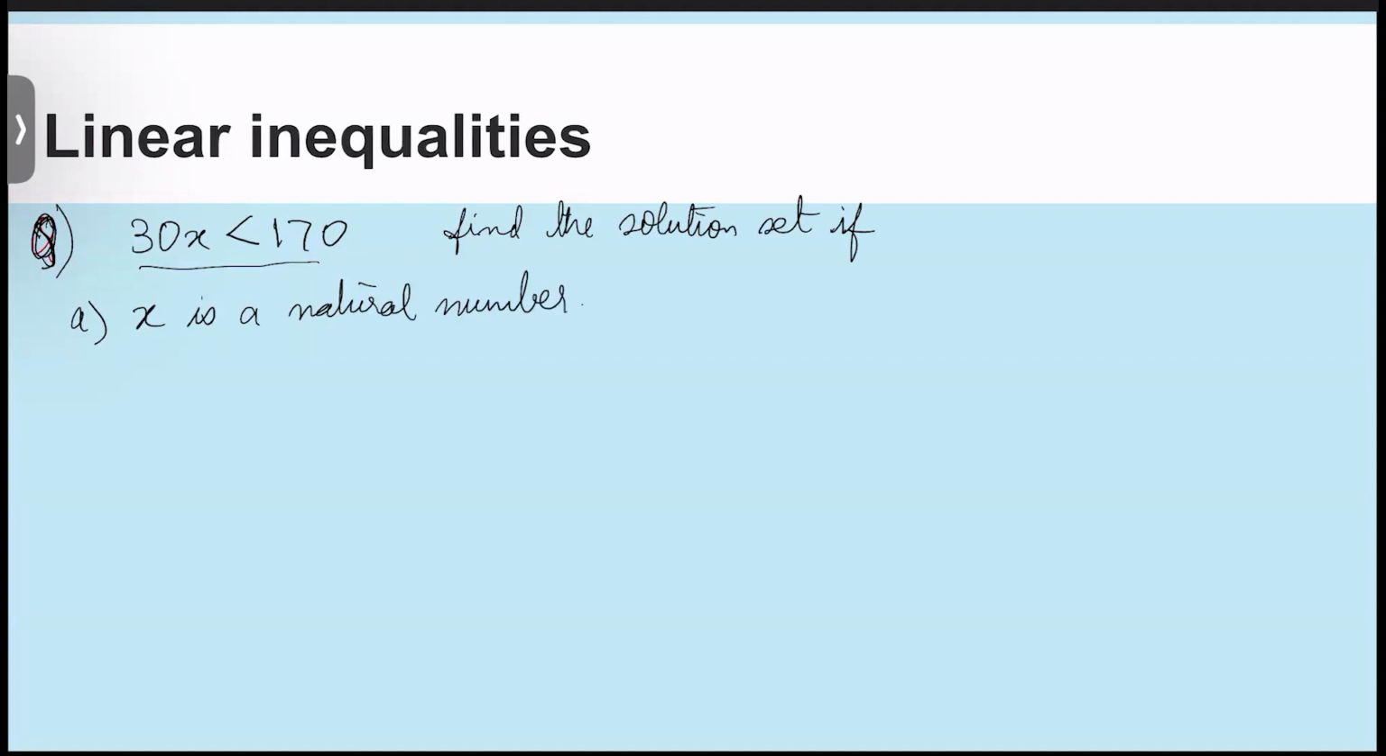Okay, so we want to find all the values of x which are natural in nature. So how do we solve this? You have 30x less than 170. This is already in a simplified inequality form. So let's just divide both sides by the coefficient of the variable. That would be easier for us.